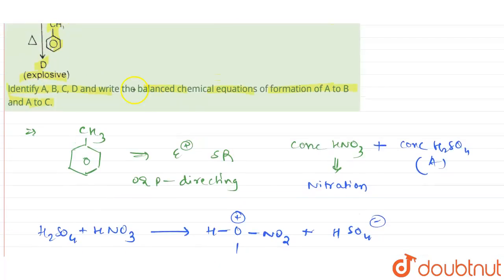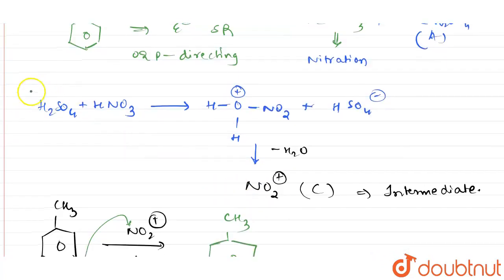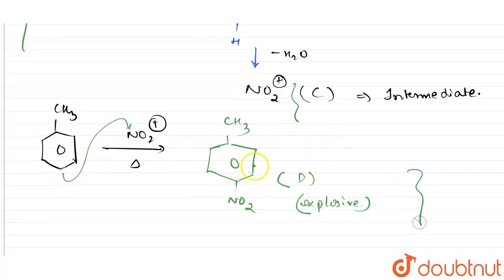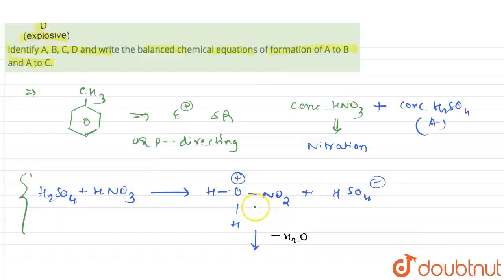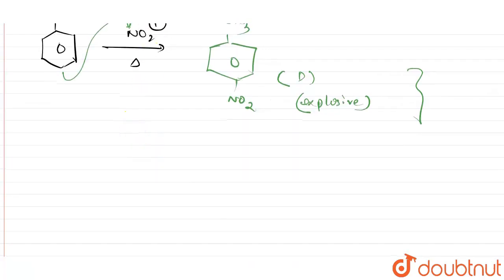Now since we have got the A part and D part, it is asked that we need to find the chemical equations of formations of A to B and A to C, balanced chemical equation. So from A to D, if you see, this is your balanced equation. NO2 plus, this is still C, and from C we have obtained D. So this is the balanced equation from A to D. Now for A to B, here we have H2SO4 as A, right? So this is being treated with NaBr plus MnO2. So let's check the reaction which is happening.